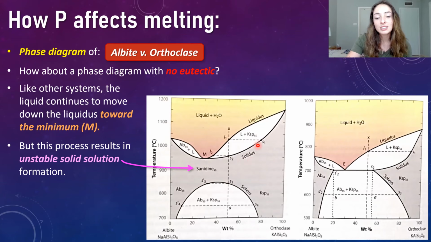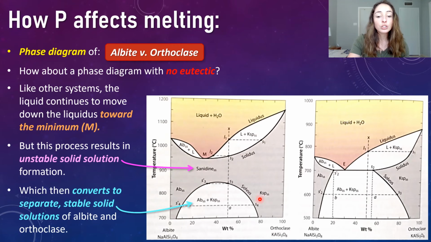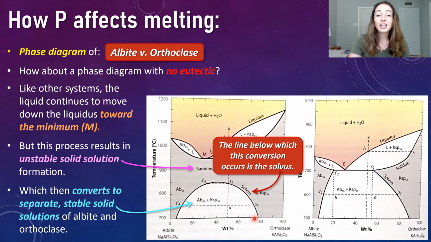Well, on the previous slide, we saw that the solidus is where everything is solid. It's the same case here, but instead there's an extra component. Everything is solid in this dark gray region. However, what forms, the sanidine solid solution, upon reaching the minimum is a solid that is relatively unstable. And over time, it converts to the more stable solid forms we can see down in this little bubble here. Because it's not stable, it's not technically the eutectic, it's the minimum. And so it forms this initial solid that eventually converts to these other solids. The line below which this conversion occurs is called the solvus.